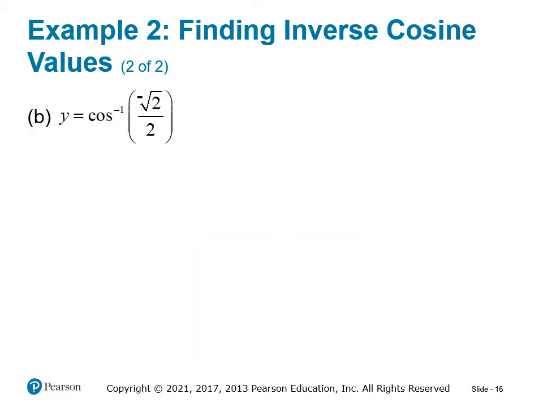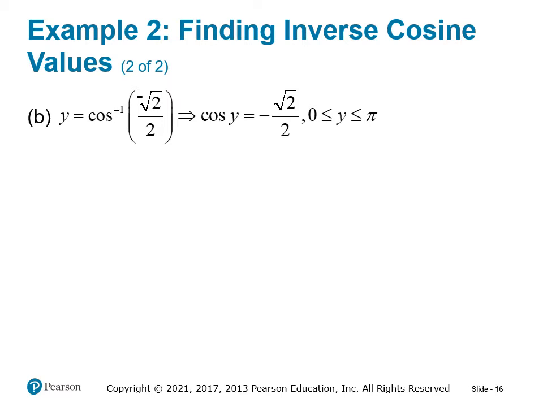Let's get another problem. Y equals the inverse cosine of negative square root of 2 over 2. So this is saying the cosine of y equals negative square root of 2 over 2. So we know we're in quadrant 2. So what we're looking for is the reference angle for quadrant 2 and then define the actual angle. Okay, so the cosine of y equals negative square root of 2 over 2.